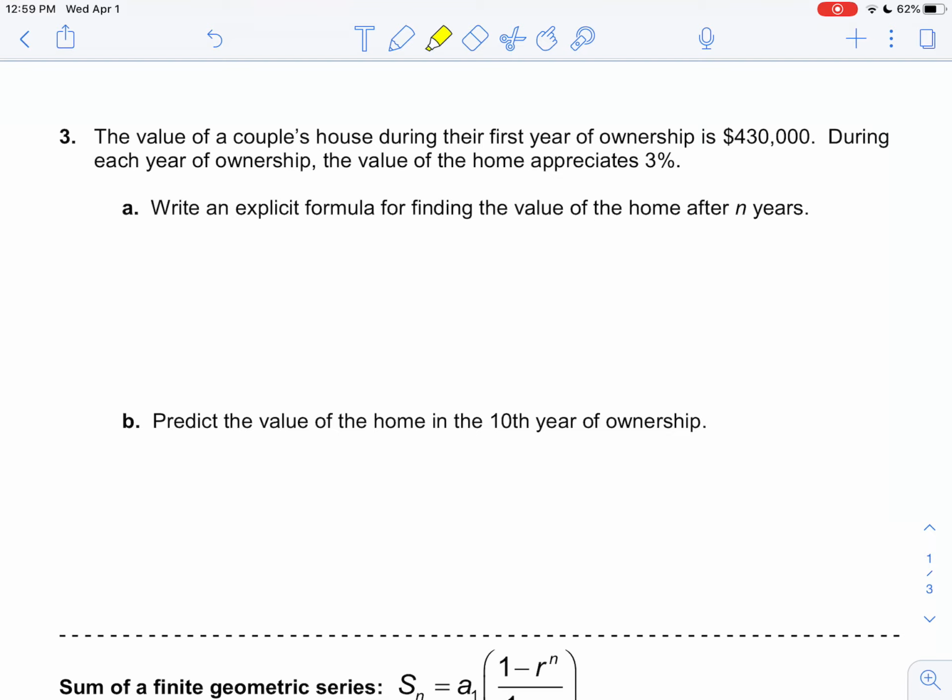Let's pretend that we're not affected by this virus and that the economy and the real estate market are not tanking right now. Let's just look on the bright side. So a couple's house during their first year of ownership is $430,000. And lucky them, the home is going to appreciate 3%. And lucky all of us, this is exponential growth.